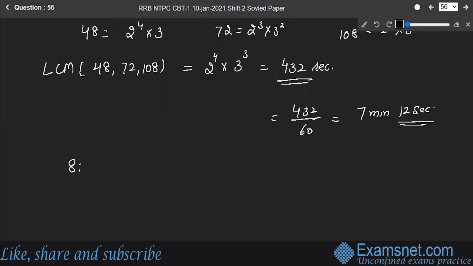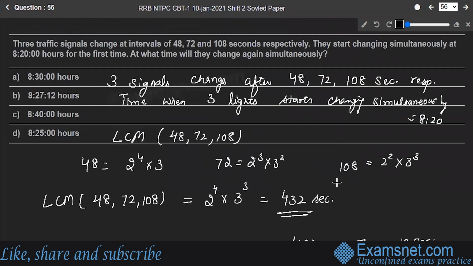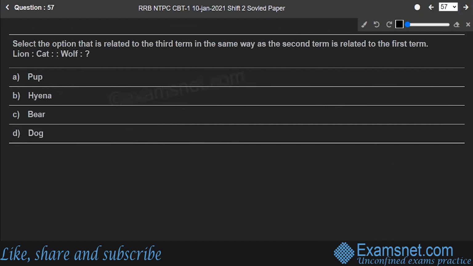So 8:20 plus 7 minutes, 12 seconds will be equivalent to 8:27:12 hours. So this is the correct answer to the question. 8:27:12 hours is option B. So this is the correct answer. Hope you understood this. Next is question number 57.